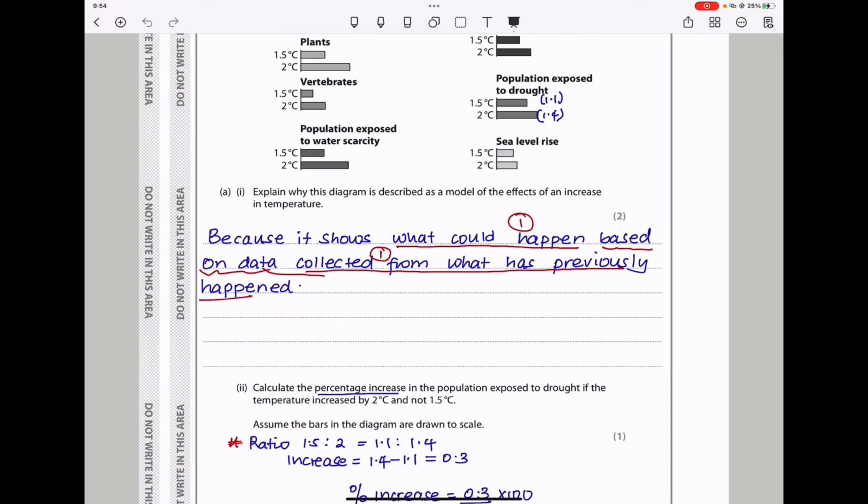So the first question says, explain why this diagram is described as a model of the effects of an increase in temperature.